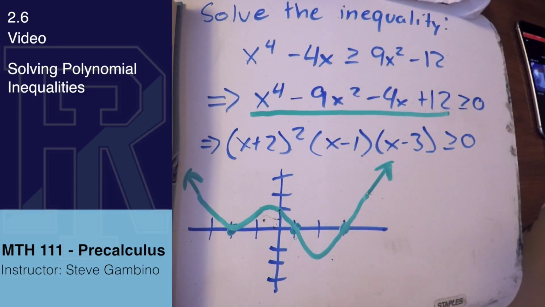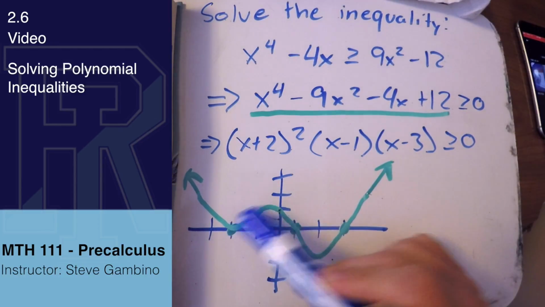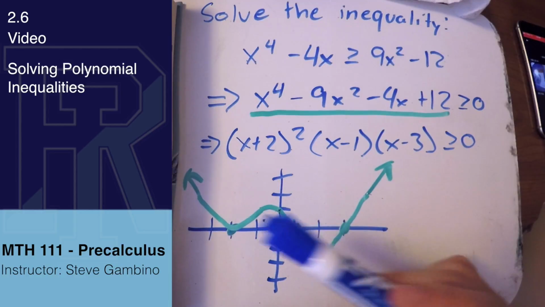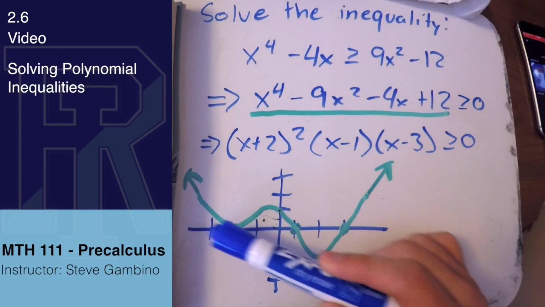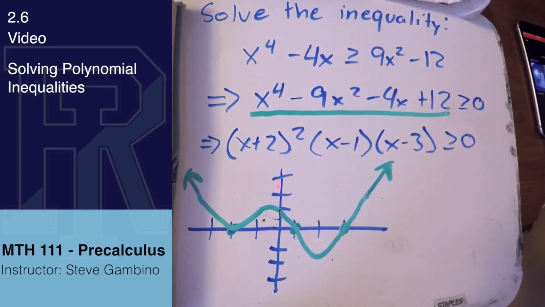Okay, so I can see that in this range here, in between these two roots, it's positive, so that will satisfy our inequality. To the left of this root and to the right of this root, it's both positive. So both of those intervals will also satisfy our inequality. So that's one way we can always approach these problems.